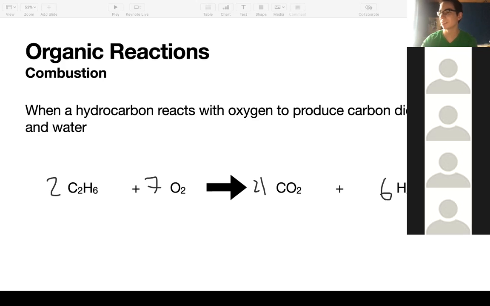So let's go ahead and do this step by step. The first thing I like to start with are the carbons. So on this side we have 2 carbons. On the right side, we need 2 carbons. Now we move on to the hydrogens. On one side we have 6. The other side we only have 2. So we're going to want to draw a 3. So now our carbons and hydrogens are balanced.